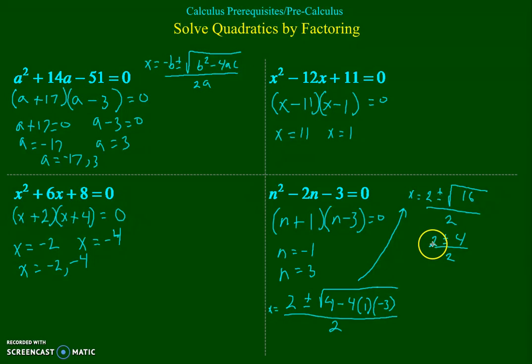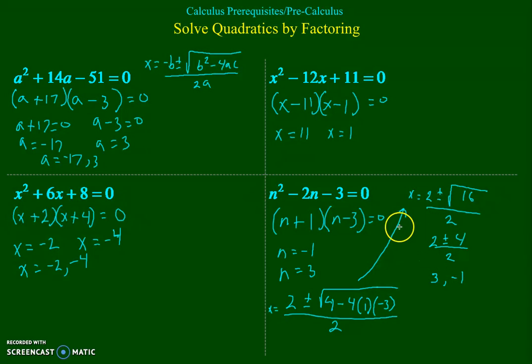And let's look at our different pieces. 2 plus 4 is 6. 6 divided by 2 is 3. And 2 minus 4 is negative 2. Divided by 2 is negative 1. And so using the quadratic formula, we get the exact same values.